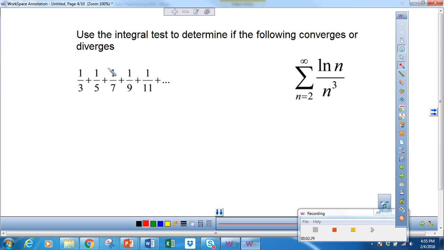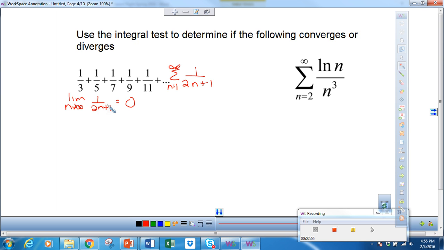So in this example, the first thing we have to do is write the series. I have odd numbers here, so I can write that series as 1 over 2n plus 1, starting when n equals 1 and going to infinity. That's the series. Now my first step is always to do the nth term test. So if I take the limit as n approaches infinity of 1 over 2n plus 1, I get 0. Does it mean it converges? No. It just means I have to do another test.